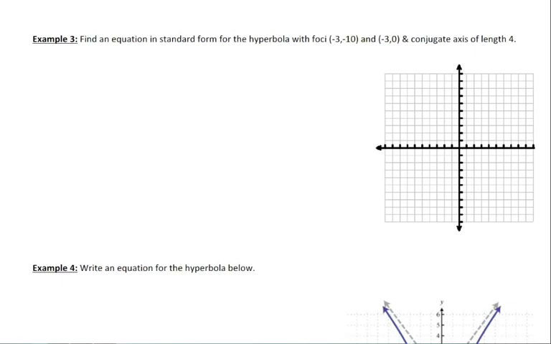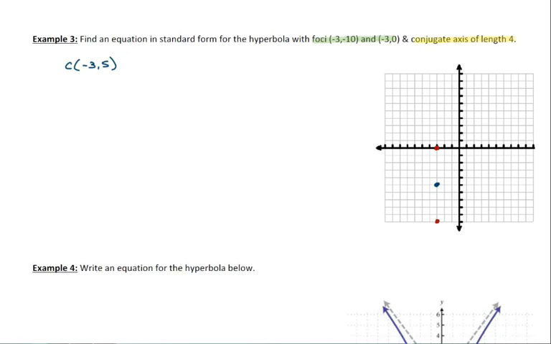For example 3, we're again asked to write the equation in standard form for a hyperbola. This time we're given the foci and the conjugate axis length. What I like to do is just plot the information that I was given for the foci. So I'm going to plot my two foci. And although it's not explicitly given, if those are the two foci, then my center should be exactly in the middle of those two. So my center is actually going to be at -3, -5.